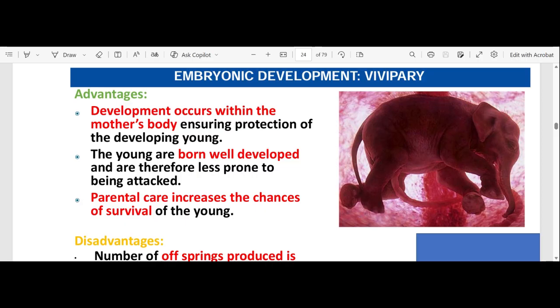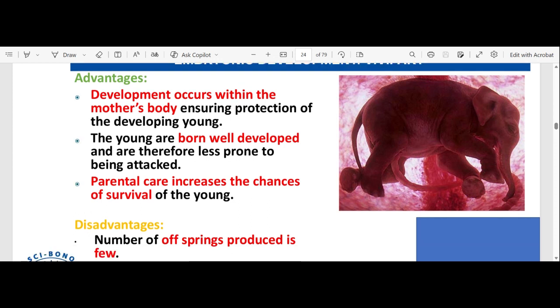The second point states that the young are born well developed and are therefore less prone to being attacked. So they're born well developed, right? As I'm sure you know, young elephants can walk. They display precocial development. They are born with eyes open, they can walk, they can evade predators and everything. So that's what this point means.